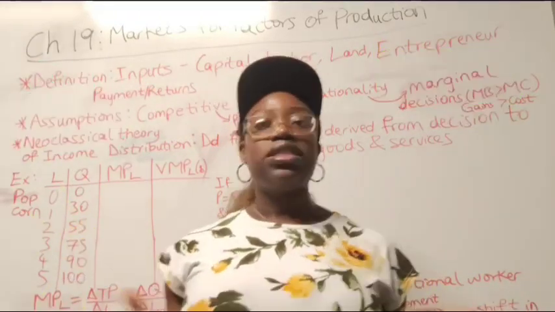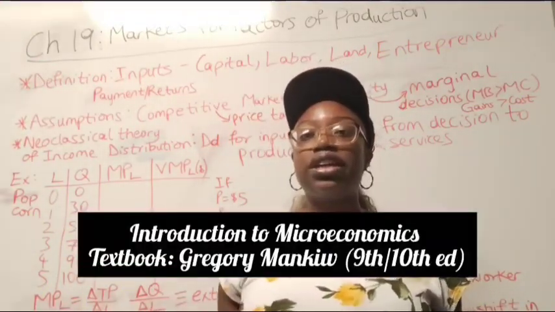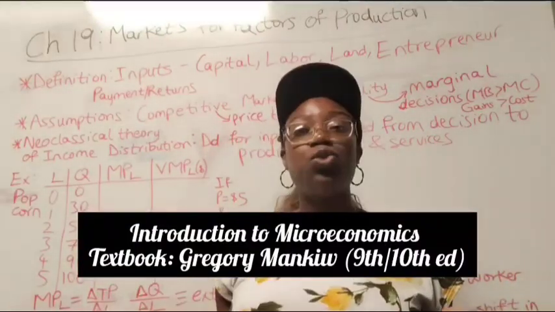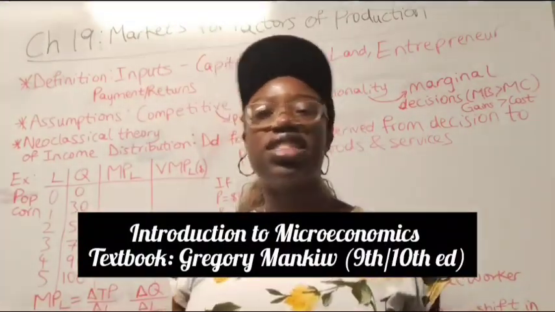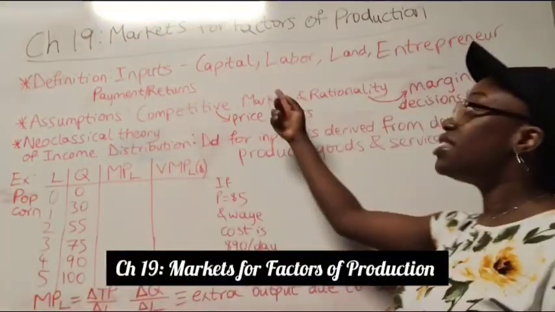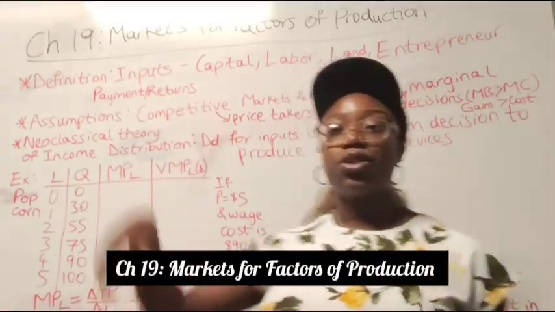This series of videos is on Introduction to Microeconomics, as in MICRO, and we are using the textbook by Gregory Mankiw. Either the 9th or the 10th edition is fine. So today we're going to be covering chapter 19, which is on the market for factors of production.